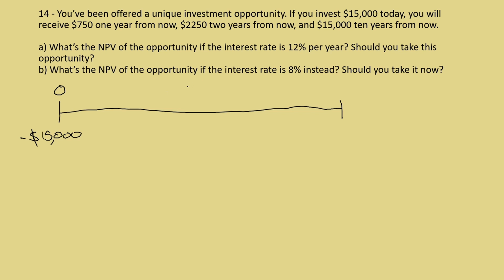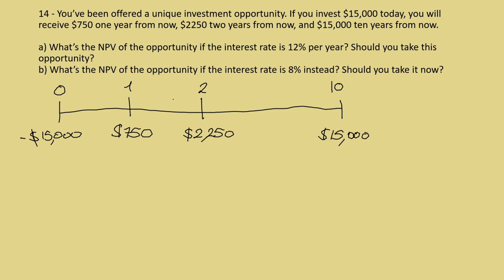Okay. Then it says you'll receive 750 1 year from now. So 1 year from now, so period 1, you get plus 750. In 2 years from now, 2,250. And then in 10 years, so you can say period 10 here, we get 15,000 as well. Okay? Right.